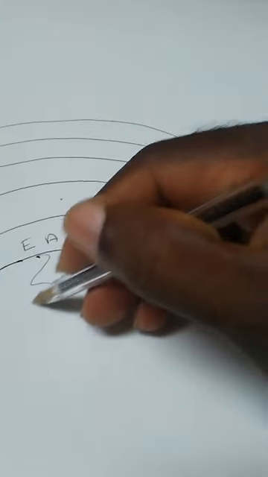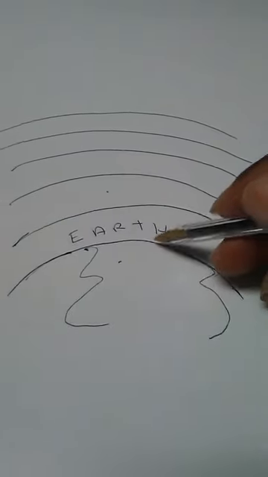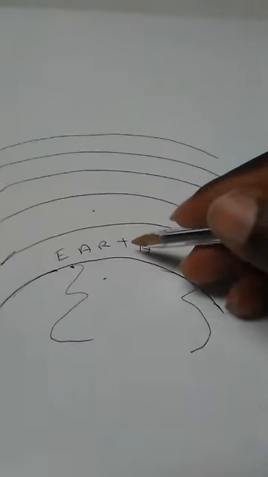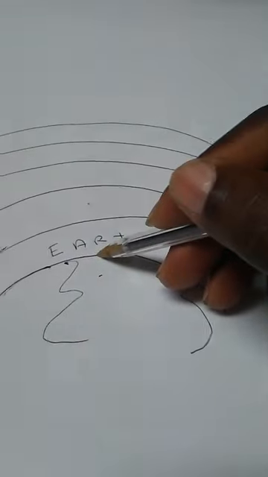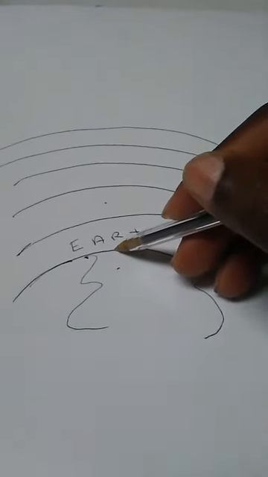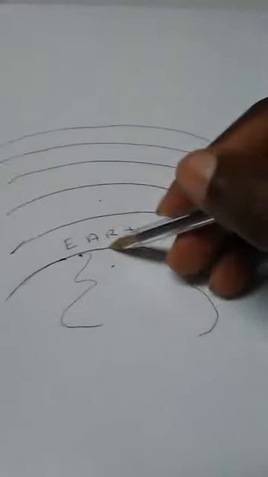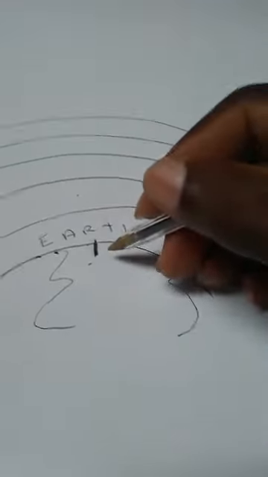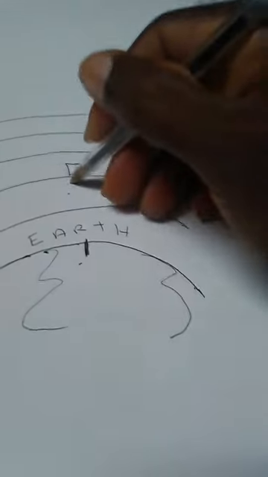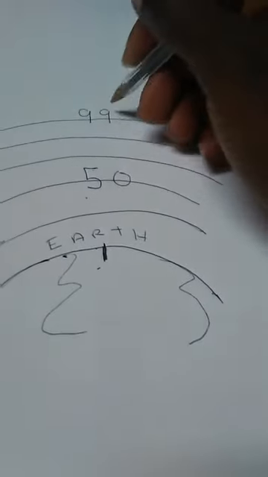So this Earth, all right. Earth is the lowest dimension you can be placed upon. So we're gonna put a 1 right here, and then let's put a 50 right here, and then on the top we will put 99 right here.